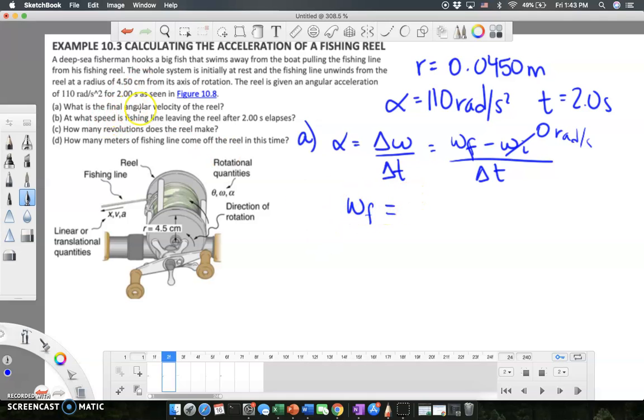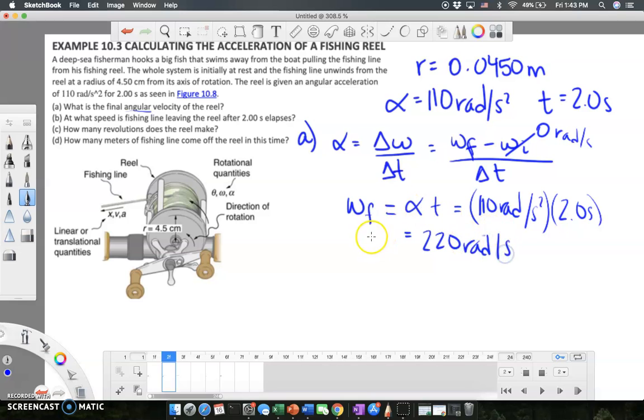Again, it's our angular velocity. So that is going to be alpha times our t. So that'll be 110 radians per second squared times our 2 seconds. So that's going to be 220 radians per second. So that is going to be our angular velocity of the reel. Now we want to know at what speed is the fishing line leaving the reel after 2 seconds elapses. So now we want to know the speed.